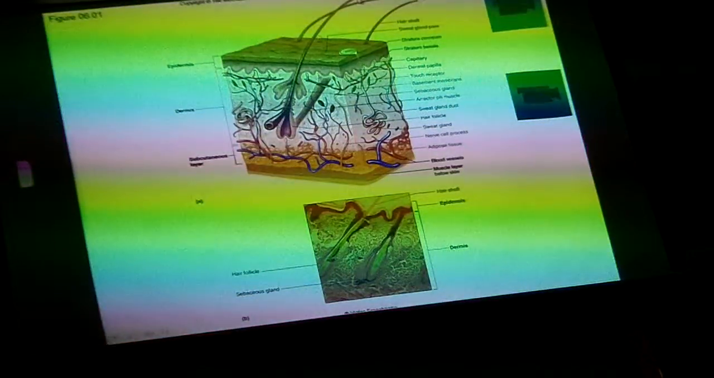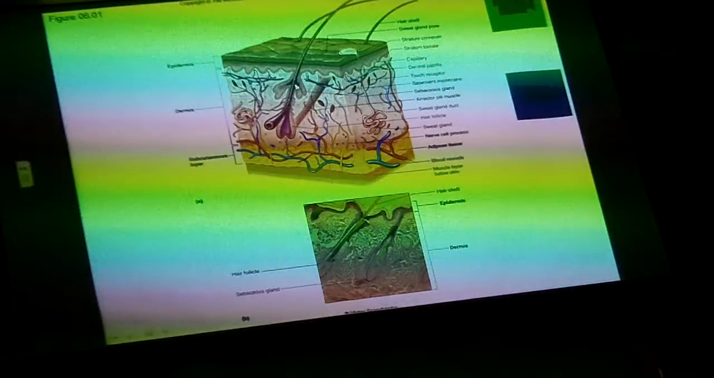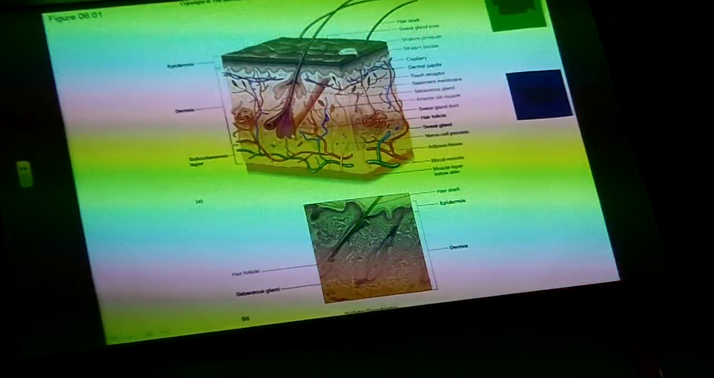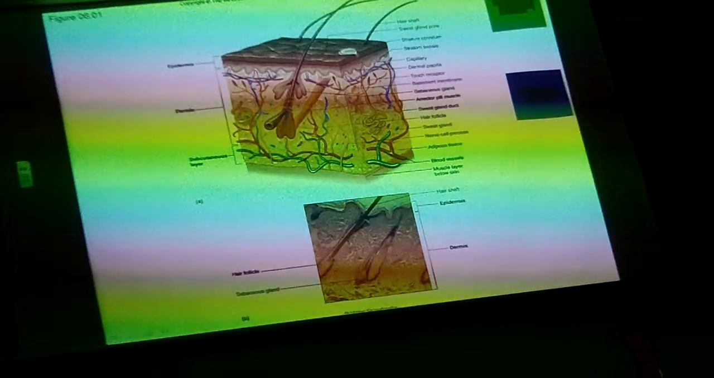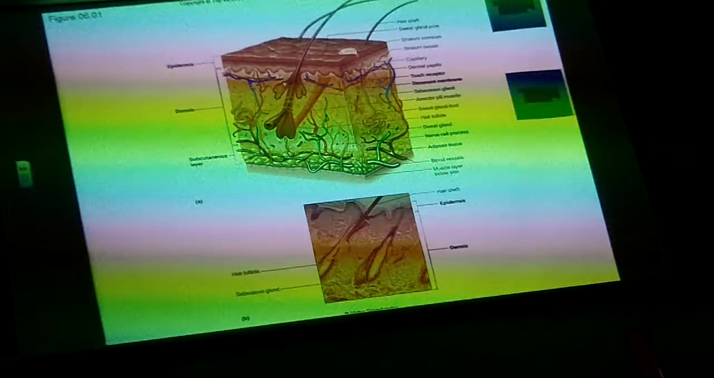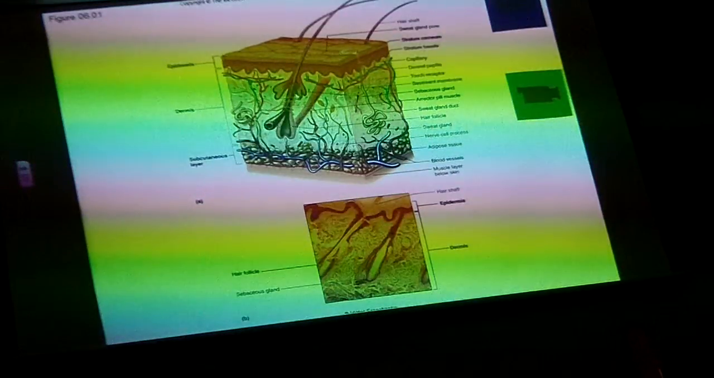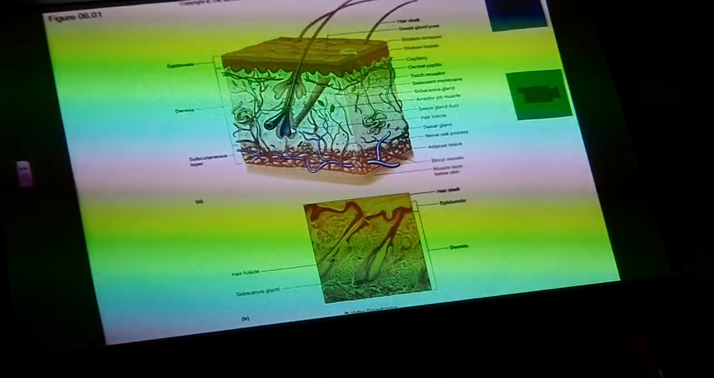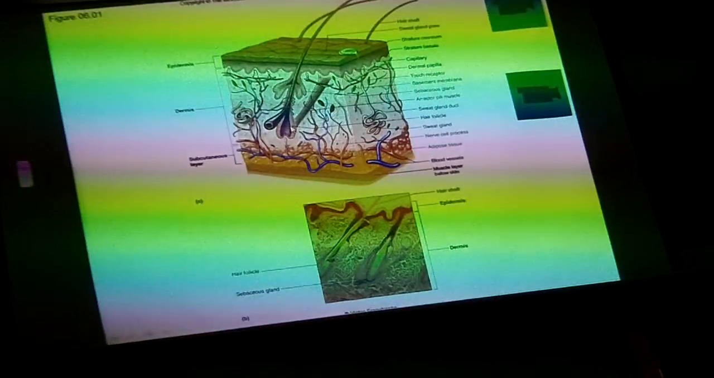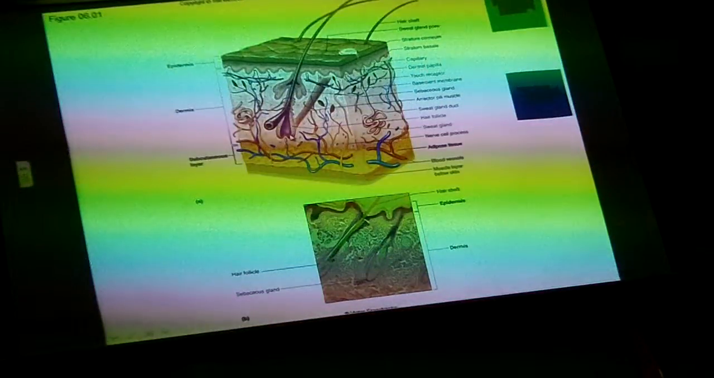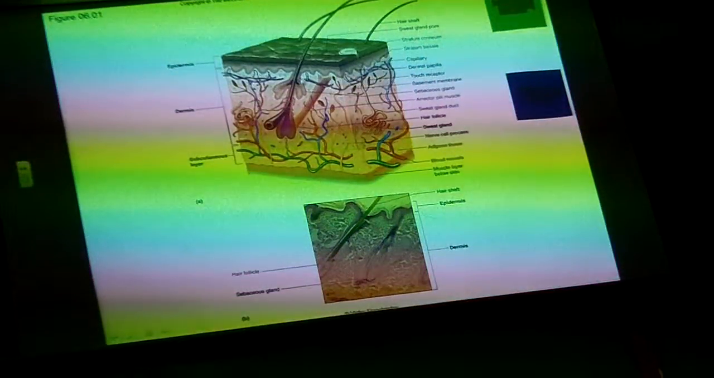The hair follicles. Hair exists within a depression of the epidermis. Notice the epidermis extends this way and then dips way down. We call this downward dip a hair follicle. It has cells at the bottom here that are multiplying like crazy that produce the hair.